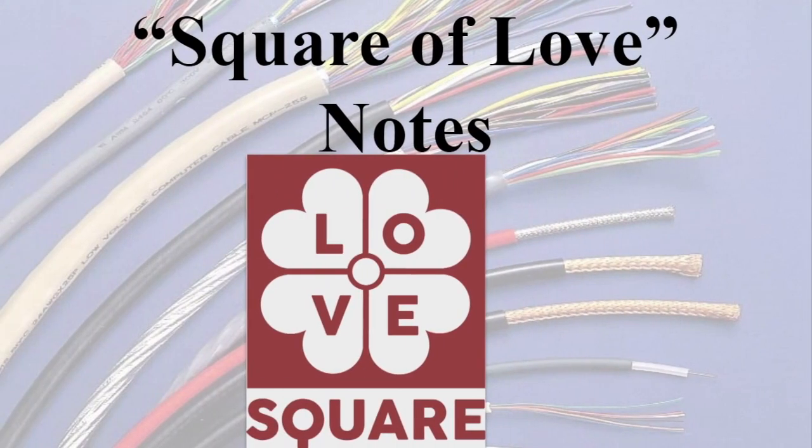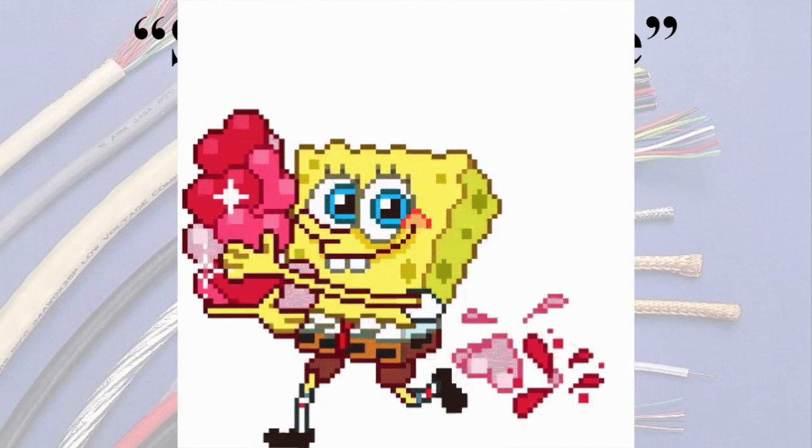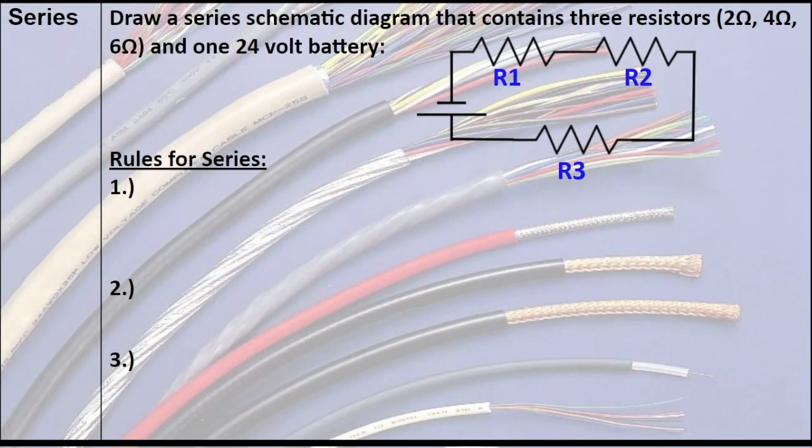Alrighty, let's go ahead and get started with our square of love notes. So these notes are going to help us figure out how to solve for certain values within circuits. Those could be series circuits or parallel circuits where there are more than one resistor. And the first one we're going to start off with is this series circuit above.